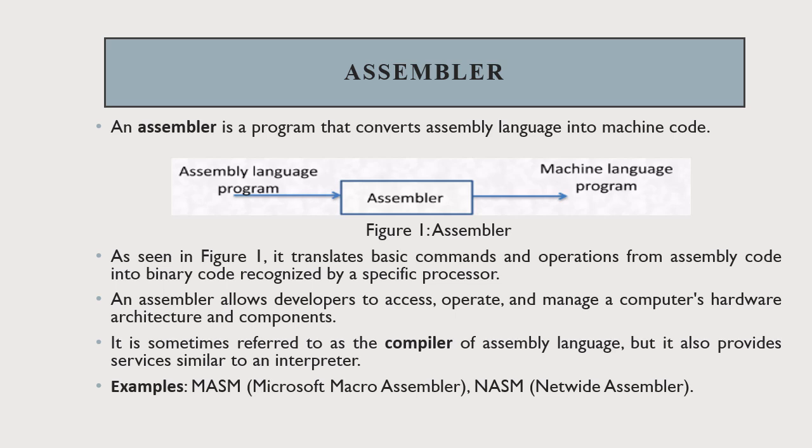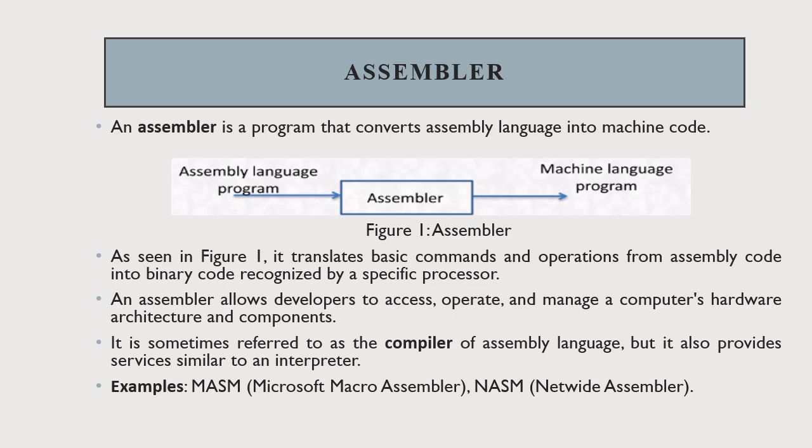Now, what is an assembler? In our earlier class, we discussed interpreters, that certain instructions written in higher level language must be converted to machine language, which is the language that the computer understands. So now, an assembler is a program that converts instructions written in assembly language into machine code.